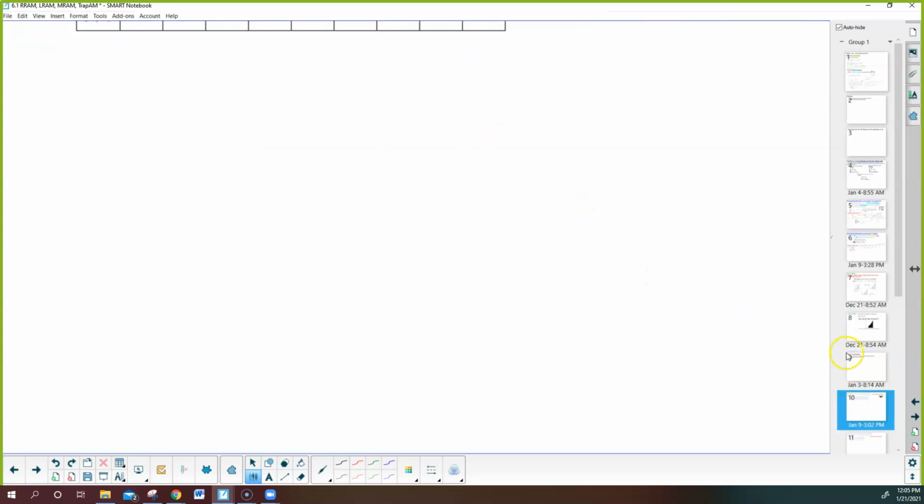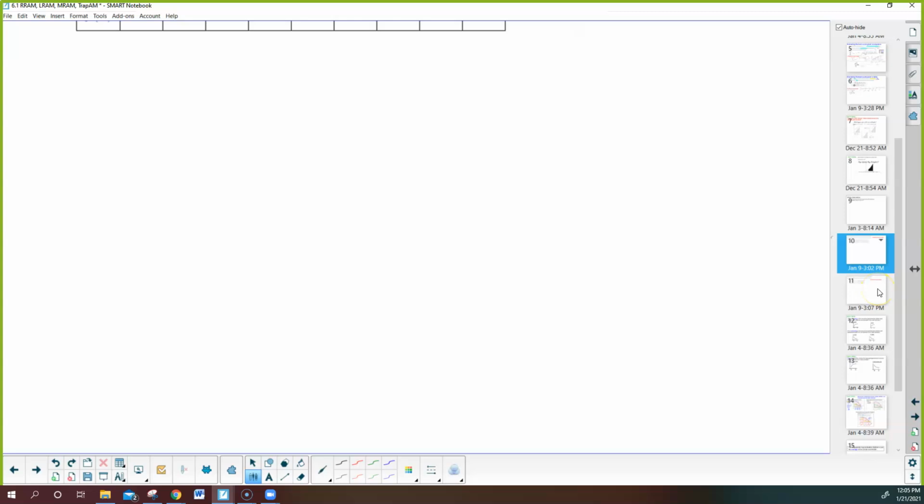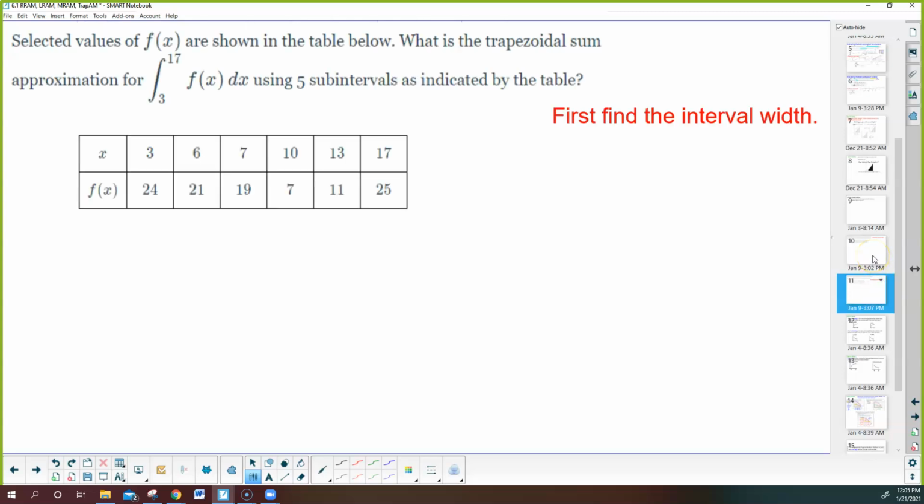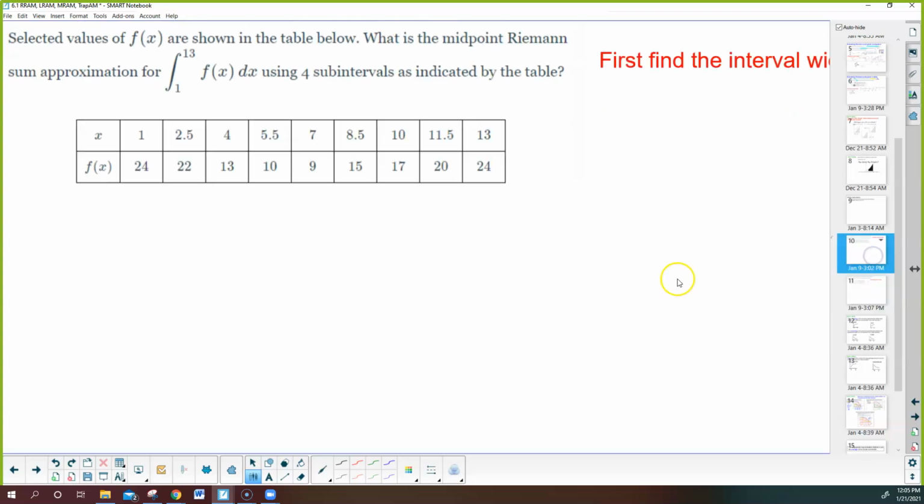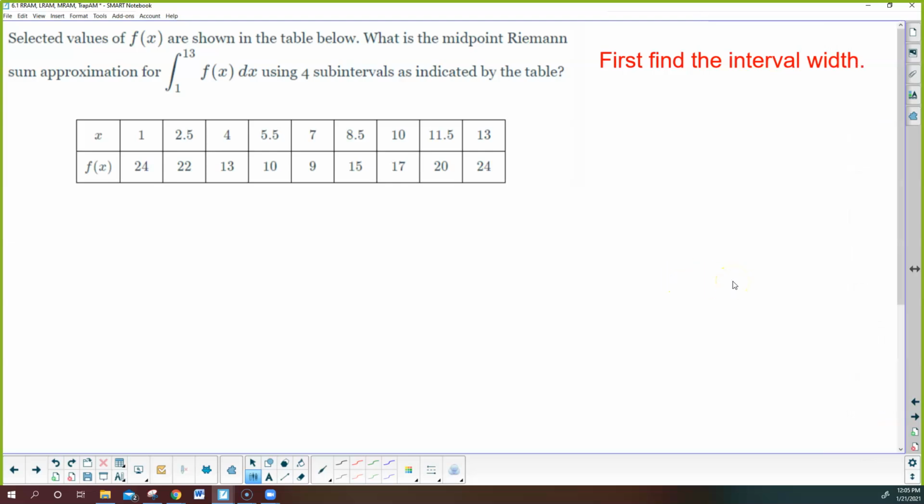So we have 5 minutes left. I want to show you this part right here. And don't write this one. Let me just show you quick what it would be. So notice the directions are basically the same. We start at 1 and we go to 13. But this time we're looking for the midpoint Riemann sums using 4 intervals. So when I see that 4, that means I need to have 4 rectangles.